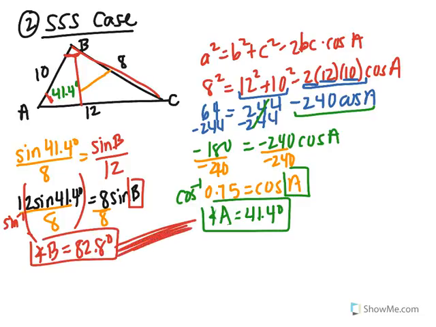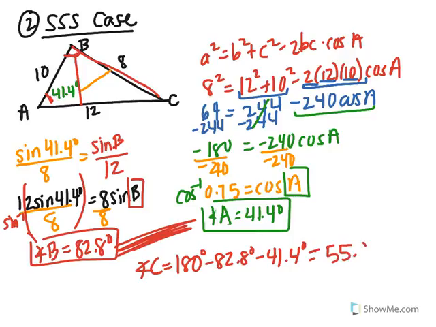Now that I have two of the angles, it's really easy to find the third angle by just going ahead and subtracting those two from 180 degrees. So when I go ahead and do that, I end up getting angle C as 55.8 degrees. So check it out, try typing those things in your calculator and see how it works.